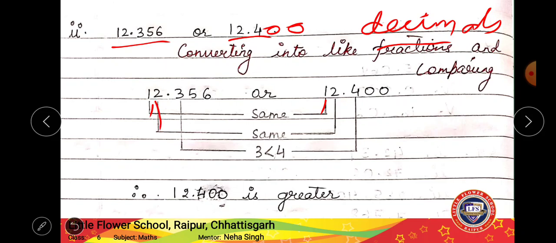Now we will compare 1, 1, right? And same, 2, 2 also same. Moving on to the next, this is 3, 4, which is greater? 4 is greater. So which means this number, that is 12.400, or 12.4, is greater.